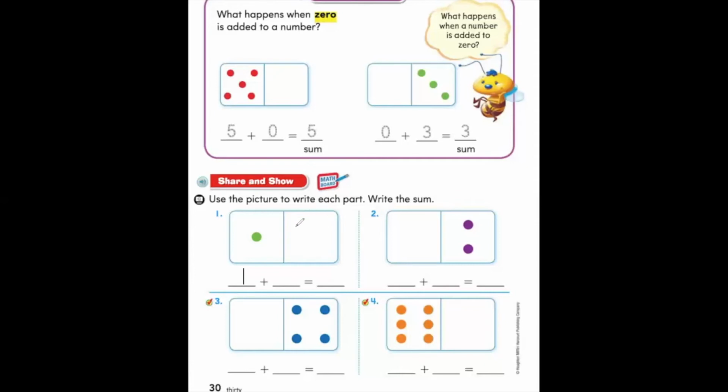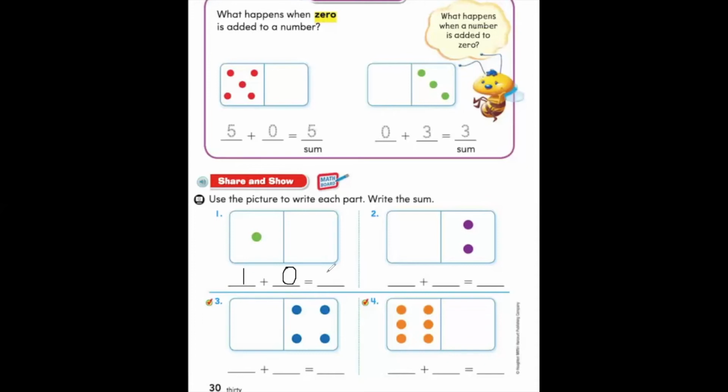Let's look at our next part. How many dots are in this part? I don't see any dots in this part. Since we have nothing here, that means there are 0 dots. So write 0 on the line in your addition sentence. Our addition sentence now says 1 plus 0 equals blank.